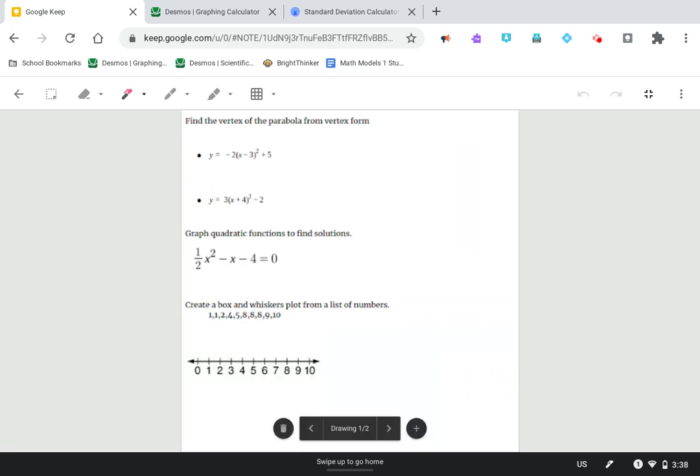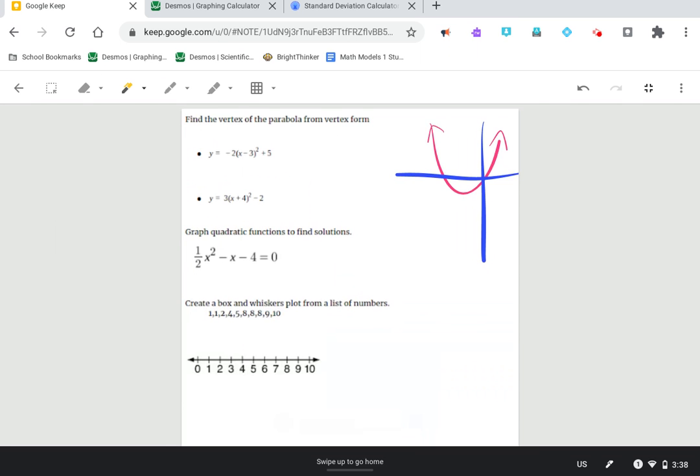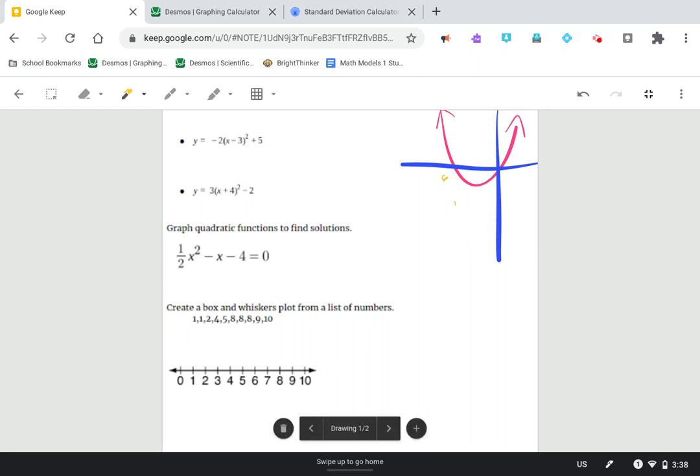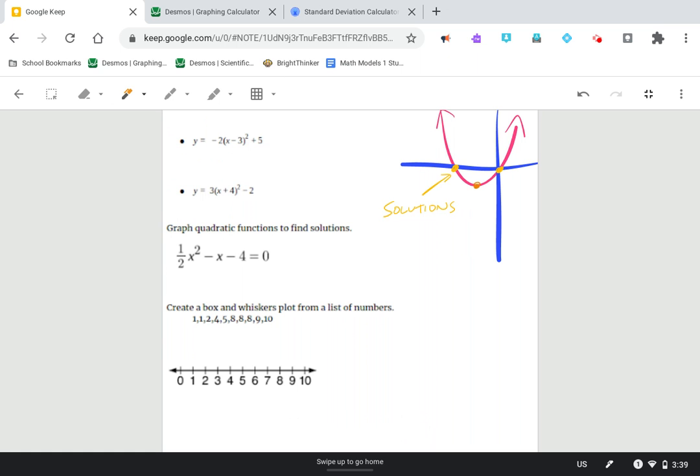So just a reminder, when we look at a quadratic function that's graphed, you'll remember that these points here, this point and this point, right? These are what we call the solutions. And then, of course, the point here at the bottom where the line comes to its kind of lowest point, that's the vertex. That's just a reminder.